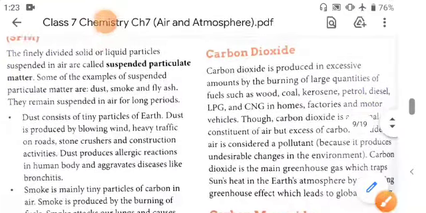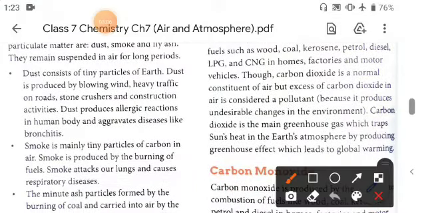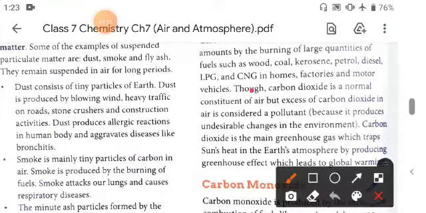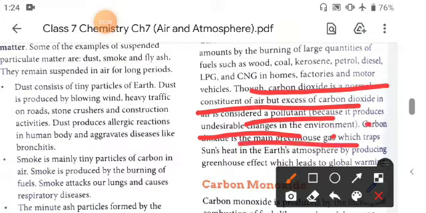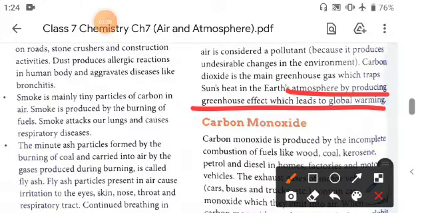Now next is carbon dioxide. Carbon dioxide is produced in excessive amounts by the burning of large quantities of fuels like wood, coal, kerosene etc., and factories and motor vehicles also produce CO2. Though carbon dioxide is a normal constituent in air, an excess of carbon dioxide is considered a pollutant because it produces undesirable changes in the environment. This carbon dioxide is the main greenhouse gas which traps the sun's heat in the earth's atmosphere by producing the greenhouse effect, which leads to global warming. This one is carbon dioxide.